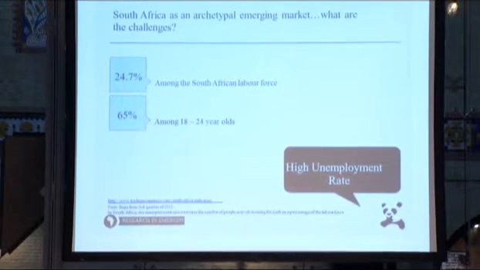Then the unemployment rate in South Africa is really high. At the moment, 25% of the labor force is unemployed because they can't find a job. That actually increases to 65% amongst people between the ages of 18 and 24 years old. And that's huge, and it's obviously a significant problem in South Africa. Again, if you don't have work, you don't have a salary, you don't have an income, and for us as a company, it's got particular implications in the way we connect with those people, and I'll address some of those later on.